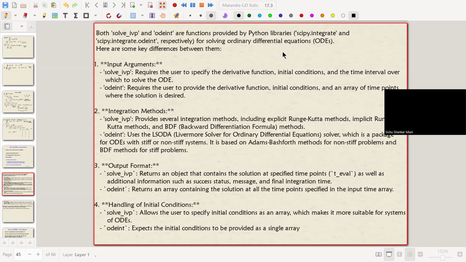Well, here are a few differences. What is the difference between solve_ivp and odeint? You can see both solve_ivp and odeint are functions provided by the Python library scipy.integrate. Okay. Next, I will show you an example of solve_ivp. In that also, you will do the same thing. scipy.integrate.solve_ivp. Okay, you will import that function.